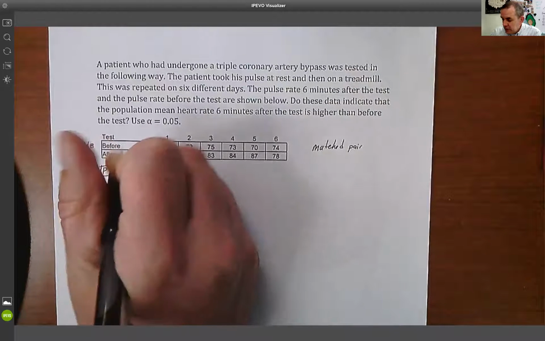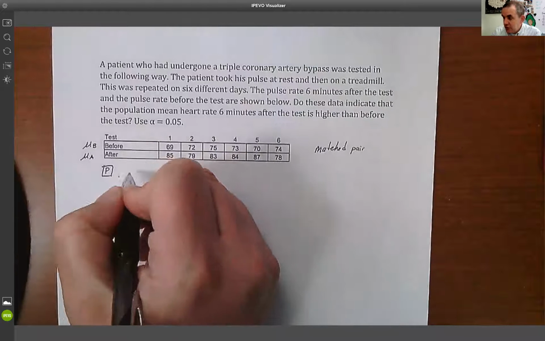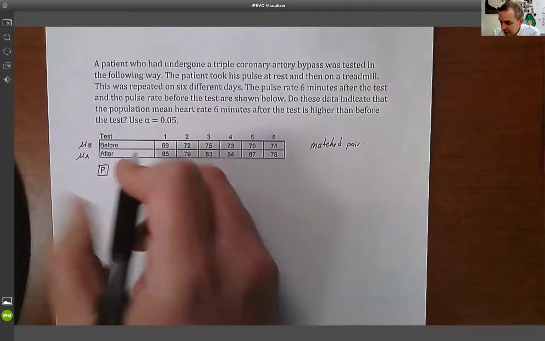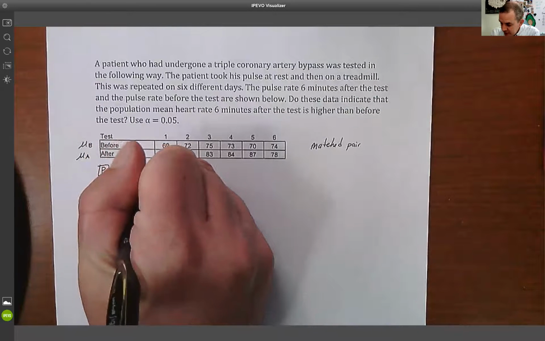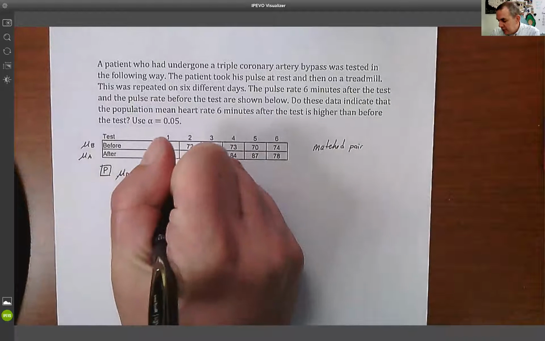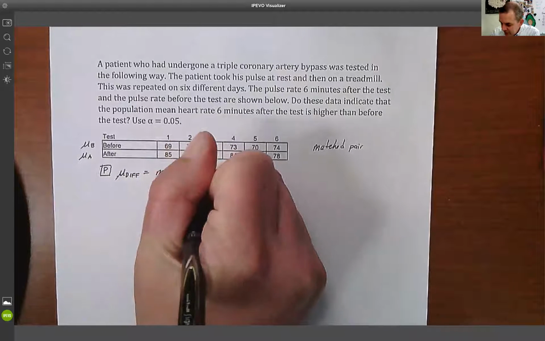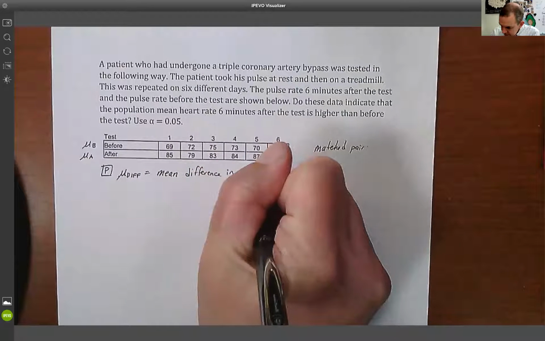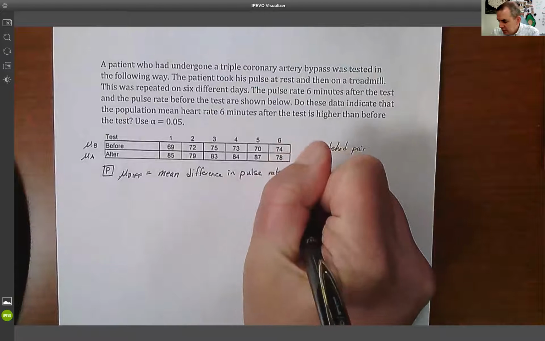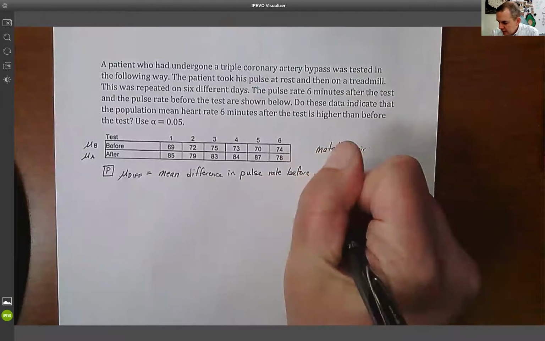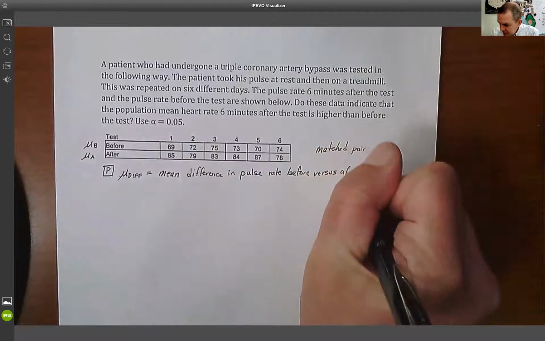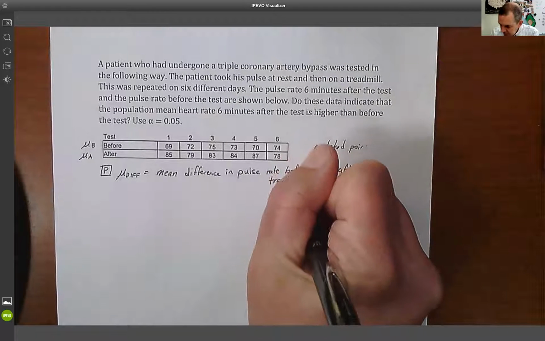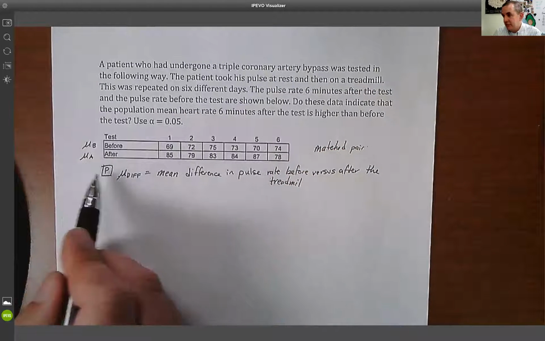We are going to be looking at the difference between these two. So I don't really care about their before and after. What I care about is this: the mean difference is the mean difference in pulse rate before versus after the treadmill. Okay, so again, what I'm going to care about is the difference between these two.